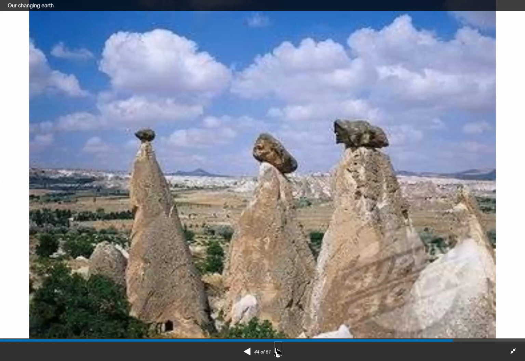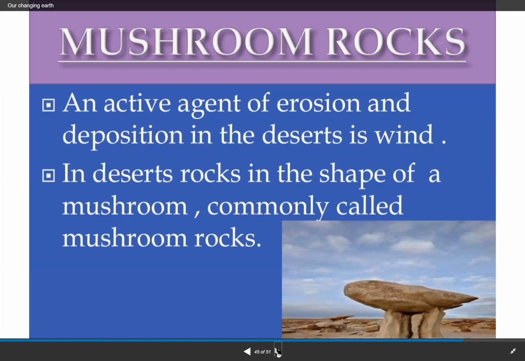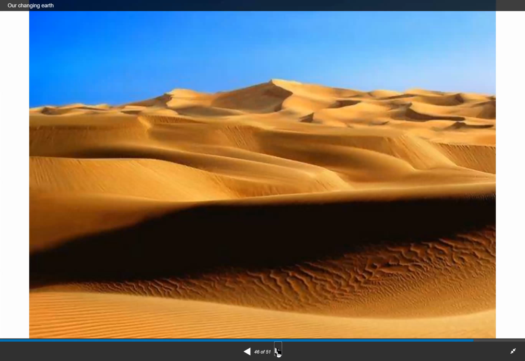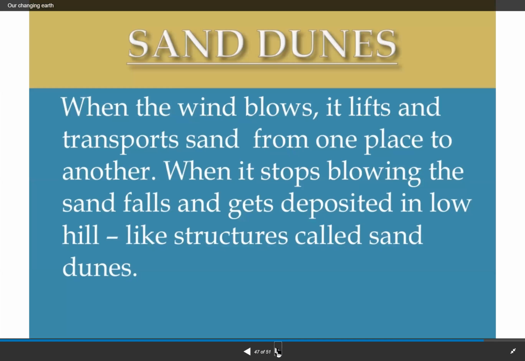Now, what are mushroom rocks? In deserts, rocks can be shaped like a mushroom, commonly called mushroom rocks. Next is the sand dunes. When the wind blows, it lifts and transports sand from one place to another. When it stops blowing, the sand falls and gets deposited in low hill-like structures. These are called sand dunes.